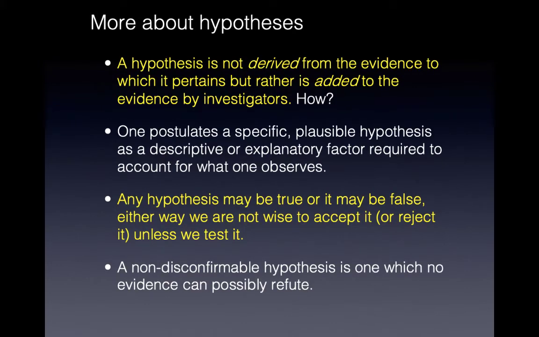A hypothesis is not derived from the evidence to which it pertains, but rather it's added to the evidence by investigators. How does this work? You postulate a specific plausible hypothesis to either describe or explain something, and this is required to account for what you observe. Any hypothesis may be true or may be false, and we're trying to figure out whether we should believe it. Either way, we are not wise to accept it or reject it unless we test it. Basically, unless we test a hypothesis, we have no business rejecting it or accepting it. We remain skeptical. We say, I don't believe it, until I've got overwhelming evidence where it's best explained by that hypothesis and not some rival explanation.